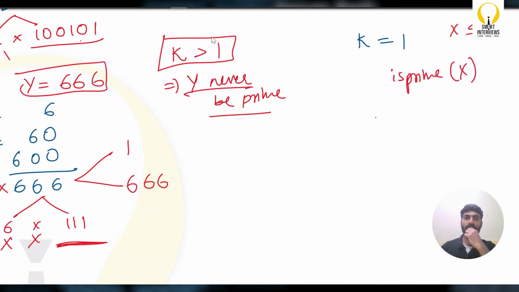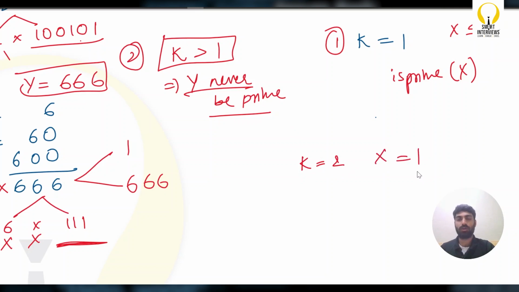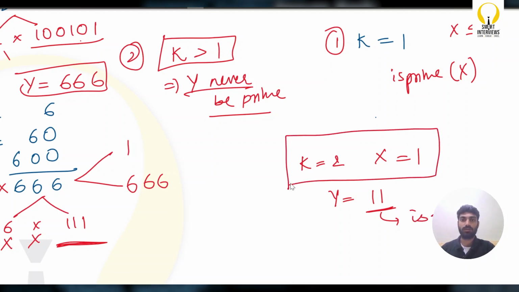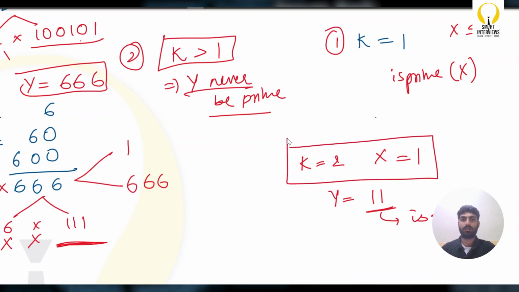But will there be just these two cases? Case 1 and case 2, will there be just two cases? Are we missing anything? If k is something like 2, what about x equals to 1? That means you'll create a number y which is 2 ones, which is 11. That means 11 is a prime, right? Any other edge cases like this? Any other cases which will violate case 2?